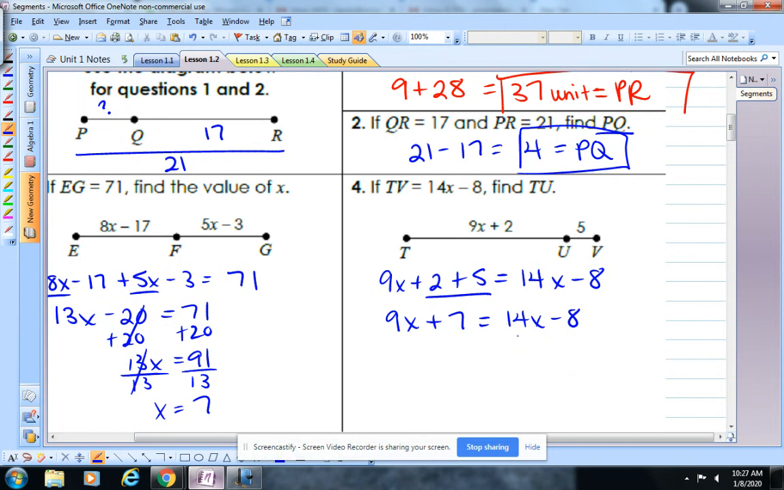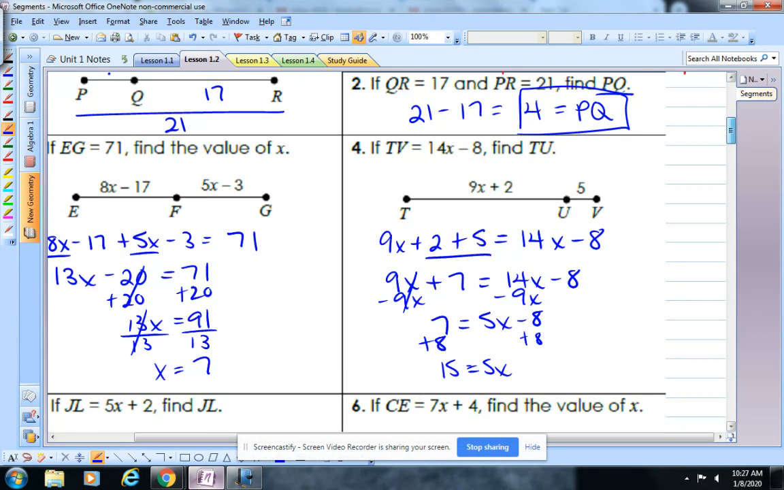I'm going to subtract 9x. So 7 equals 5x minus 8. And then I add my 8. 15 equals 5x. Divide by 5 and x equals what? I'm out of room. Do I stop when I get x here? No, they want me to find the length of TU. So how do I find the length of TU? Yes. So I'm going to say 9 times 3 plus 2. 9 times 3 is, plus 2 is 29 units is my final answer.